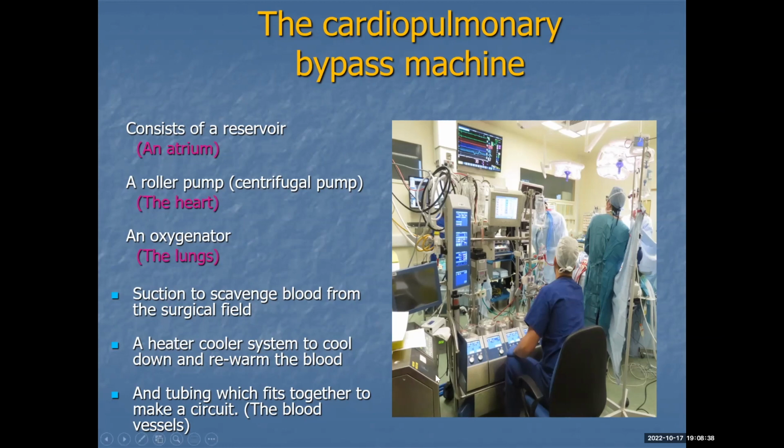We also have a heater cooler, which attaches to our oxygenator, which gives us control of the patient's blood temperature, so we can either warm or cool the patient. You'll see quite often that we use that as one of our tools and techniques during cardiac surgery. So these three things, the reservoir, the roller pump and oxygenator, are put together by a series of different lengths of tubing, making our circuit that we talked about earlier.